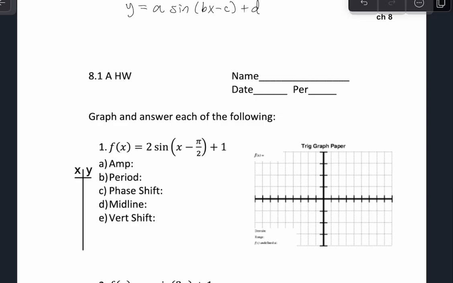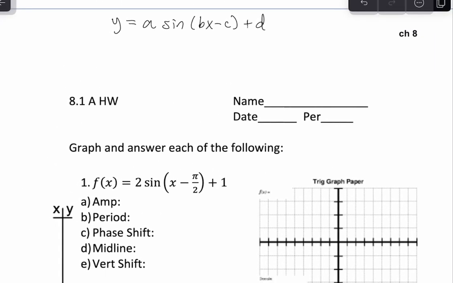Okay, so that's the general form that you see there. In that general form, the absolute value of A is your amplitude. If that happens to be negative, it's going to flip it upside down. If you set Bx equal to 2 pi, you're just going to solve that for x, and that is going to be the length of one period of your graph.